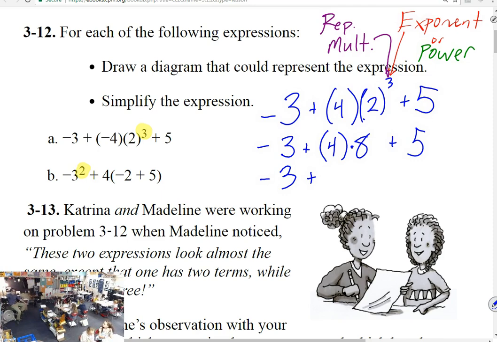4 times 8 becomes what? 32, and then the plus 5. Now I have a choice to make. I can solve this in a couple different ways. Francesca, what would be the first thing you would do? Or the next thing you would do on this?